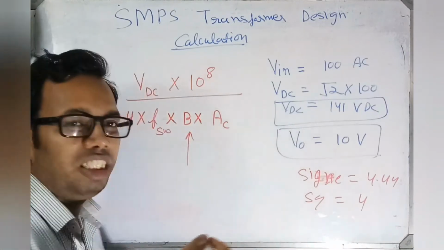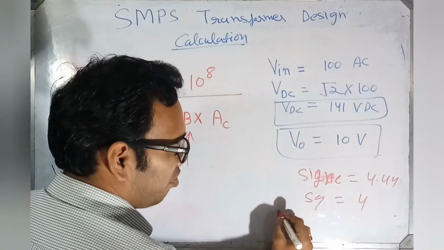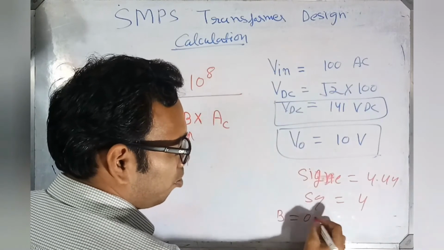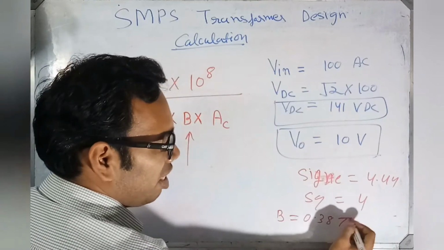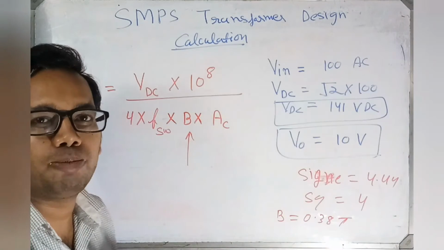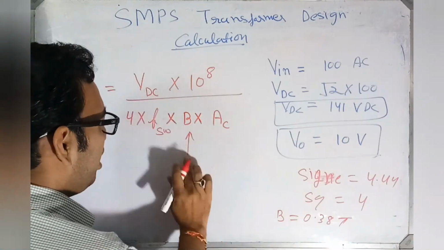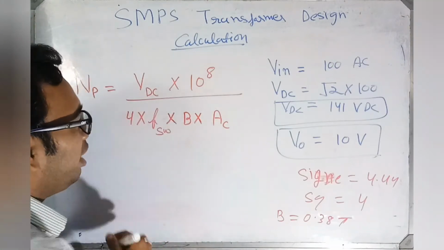So if you see the data sheet of the core, you will find the maximum saturation flux density. Let us assume this is 0.38 Tesla. They give the maximum saturation, so you have to choose a minimum value as per your loss calculations. So I will choose 1800 here.